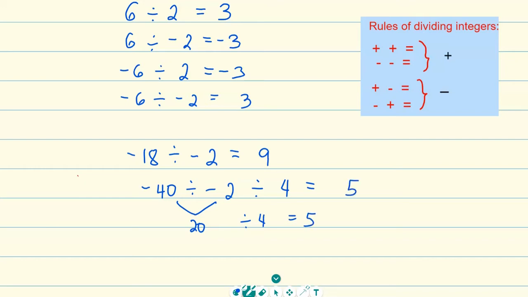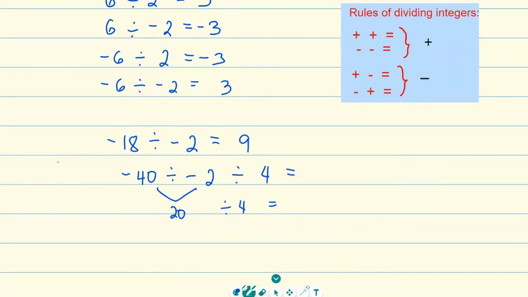Now we're going to think about the sign. So you have negative divided by negative, so the same sign, your answer should be positive. And when we divide that by positive 4, your answer will be positive 5.